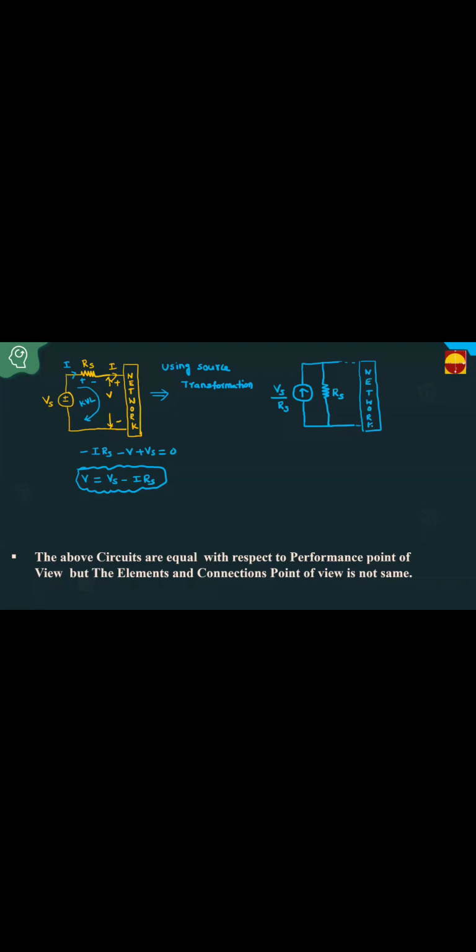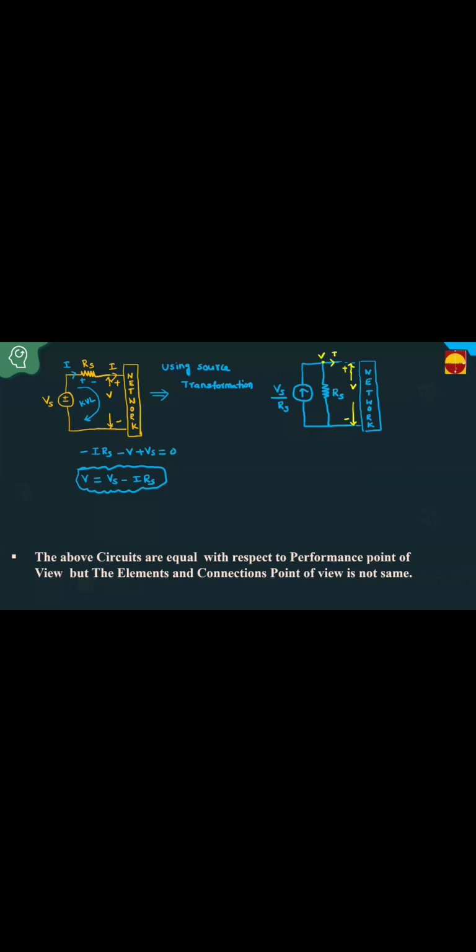Without affecting the response of the network, the voltage across this one is V1. This voltage remains constant. Even though you can apply the source transformation, this voltage remains constant. Yes, I will do the proof also. Now let this be V.